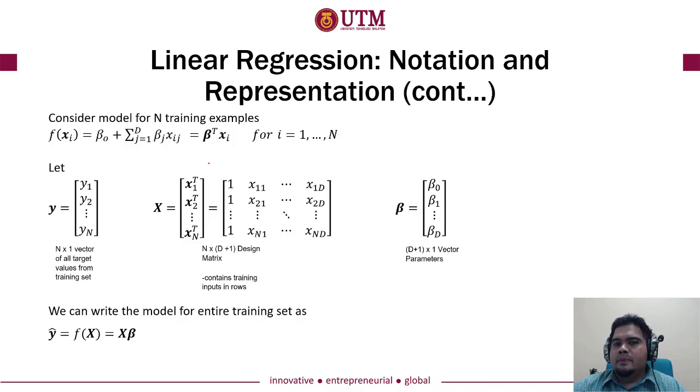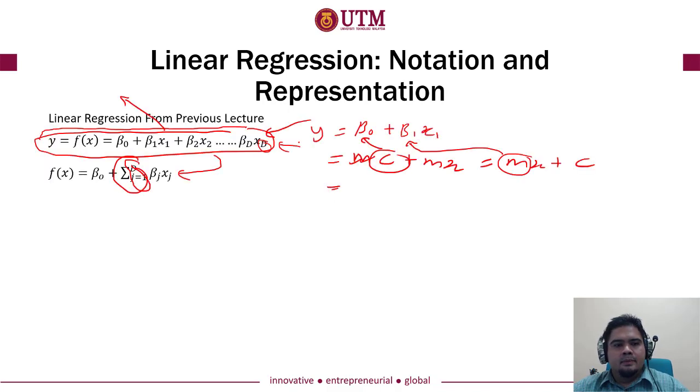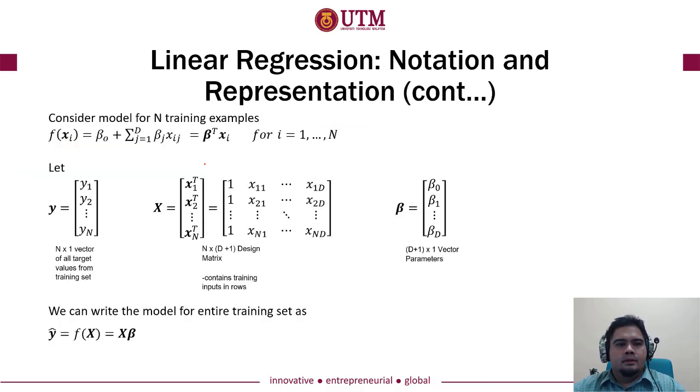Other than that, you can also represent your linear equation using another representation, which is called matrix or vector. This is the same equation as before. The j here is the index of the feature dimension, and the i over here is the number of samples. If you have x1 and x2, then your d is equal to 2. But for samples, maybe you have a data set of 1000, then your i can vary from 1 to 1000.